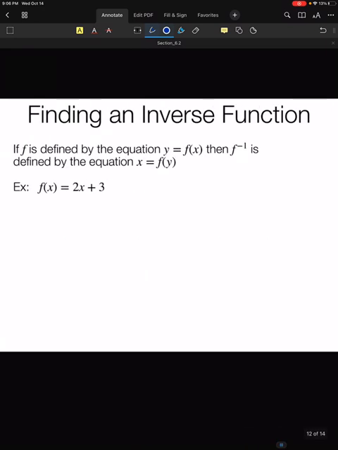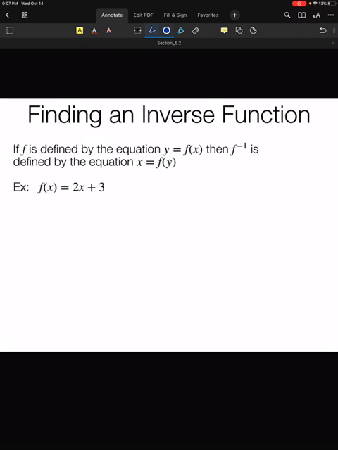So, now we get to the interesting part, and that's finding an inverse function where we're not just looking at points. Before, at the beginning of the video, we could just say, easy, we switch the y's and the x's, and that's the inverse function. But now we're given an equation, and so we need to use that equation to find the inverse.